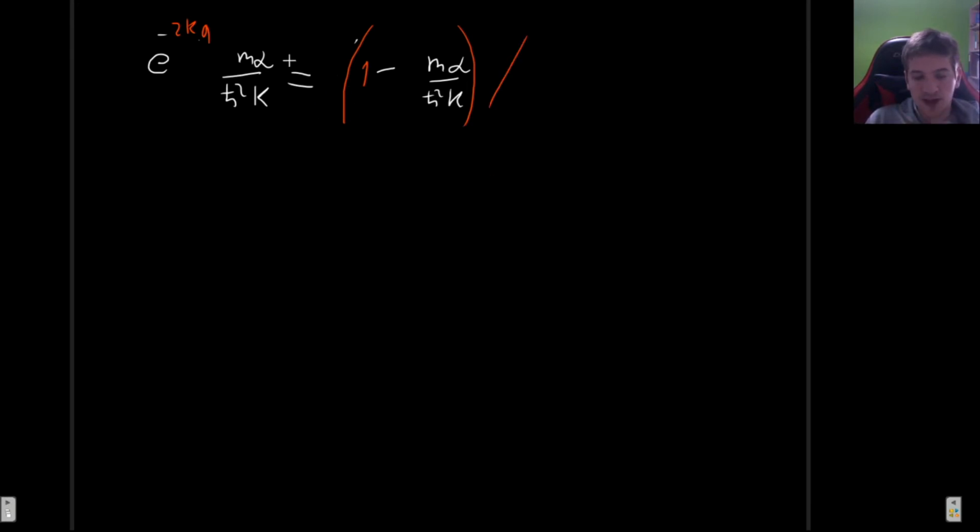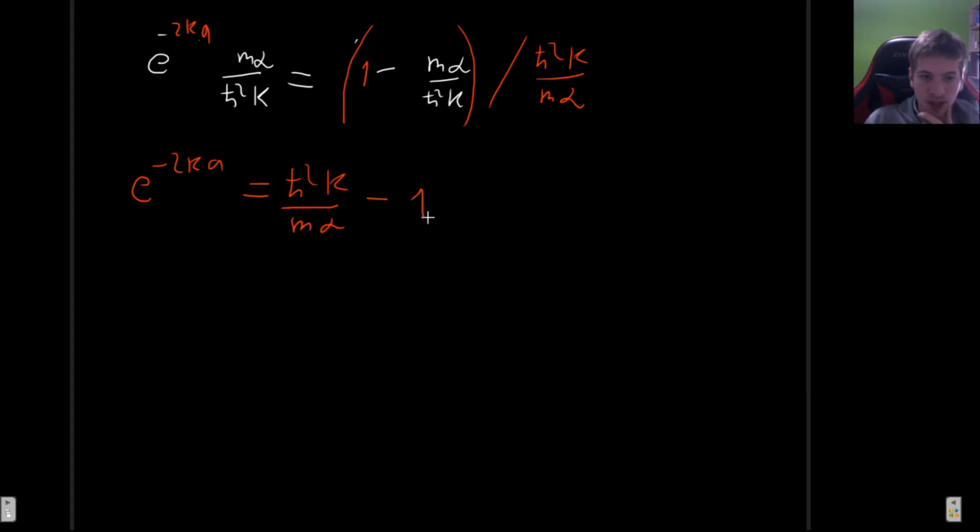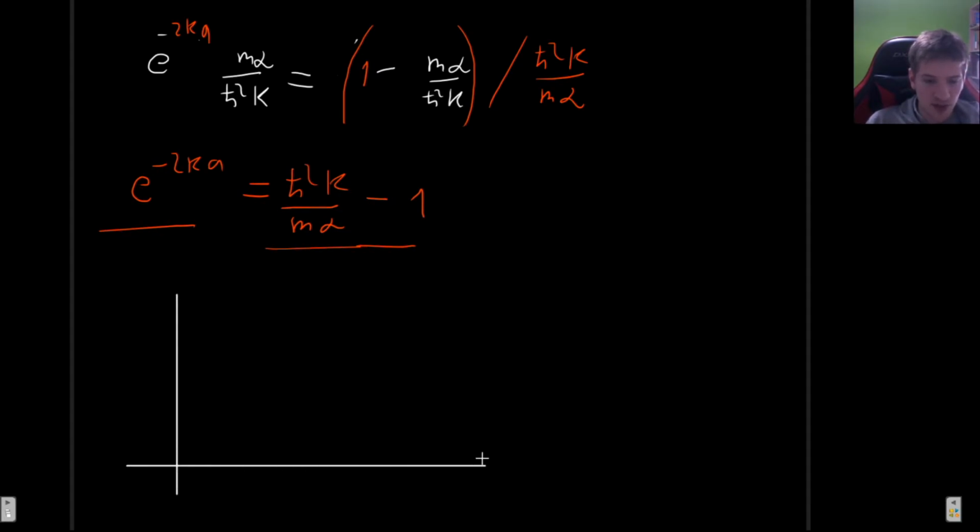So we have to find some way to write this in an easier way so that we can graph it. So let's multiply by h bar squared k divided by m alpha. When we do that, we isolate this exponential, because we know how to graph exponentials. And when we multiply this side through, we get h bar squared k divided by m alpha minus 1. So actually this is a lot easier to graph than what we had before, because this is just an exponential, and this is just a straight line, right? So let us go ahead and graph it so that we can see what the solutions are, or at least how many solutions there are.